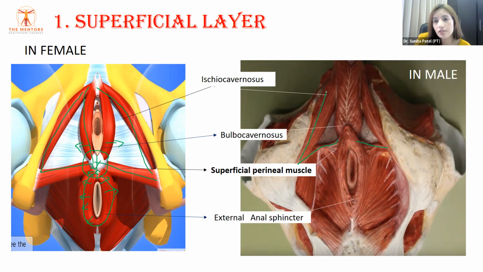Ischiocavernosus muscle fibers are the same. But the bulbocavernosus muscle fiber is split in a female body because the female body has 2 openings. We have 2 organs in the urogenital area. One is the bladder and urethra, and the other is the uterus and vagina. So these are 2 organs, but males have only 1 organ, which is the penis.